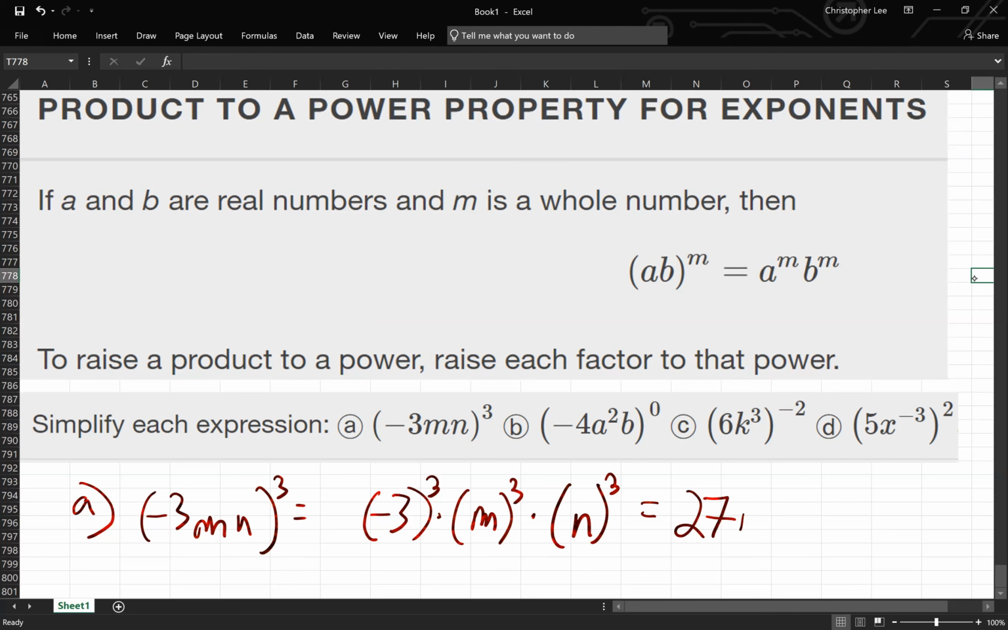-27 m to the third, n to the third. Questions on that? Everybody gets the power. That's the lesson. Everybody gets the power. All right.